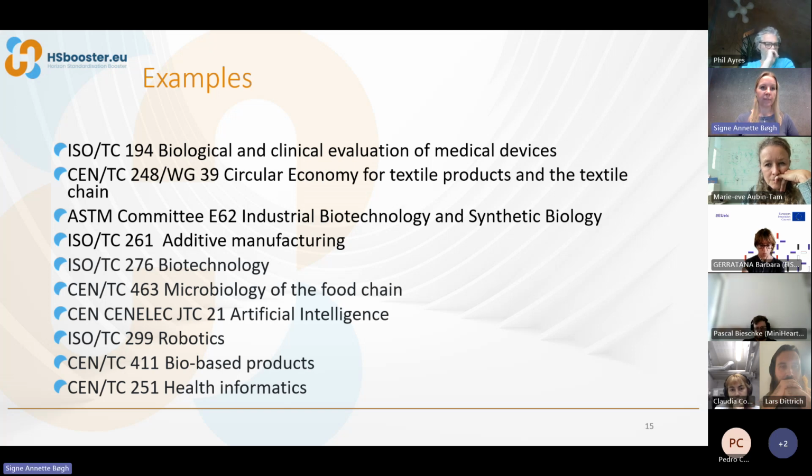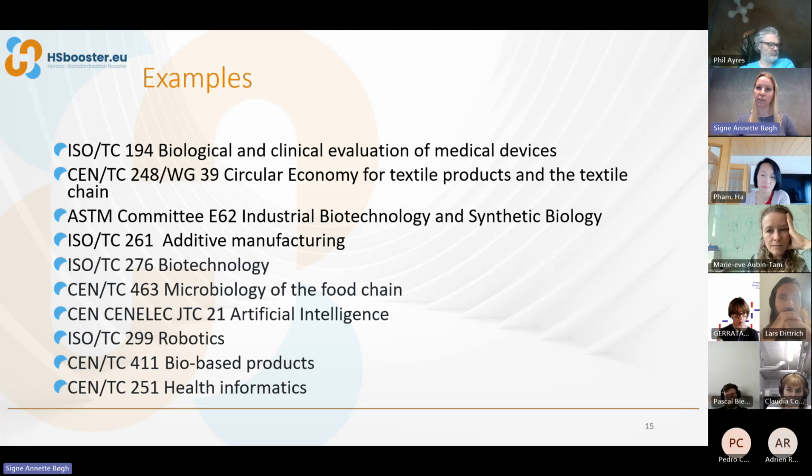We also have one here. This one is about circular economy for textiles. As you all know, textiles is a huge problem in regard to making a green economy. So now we're working on how we can develop standards that can make sure that we can actually recycle, or even better, create a circular economy on textiles.